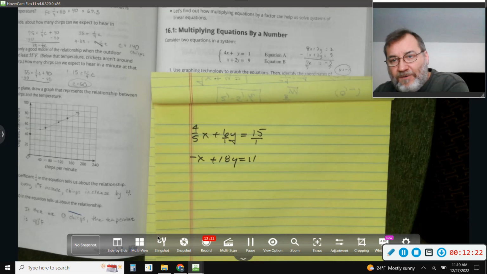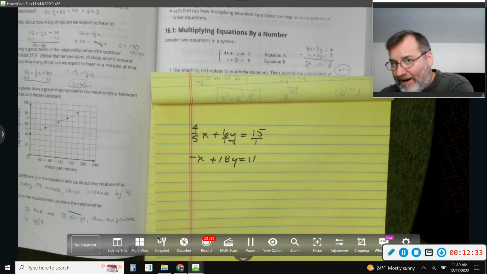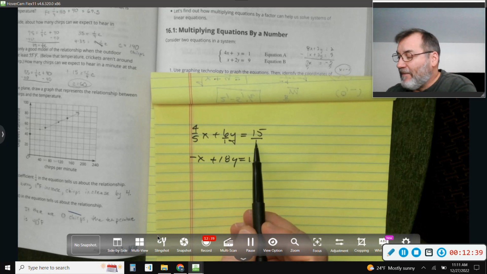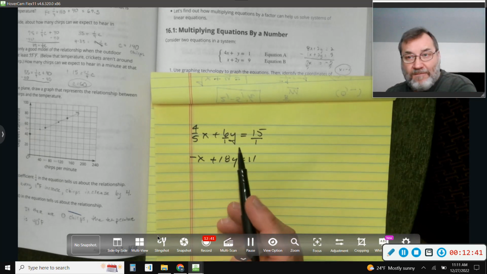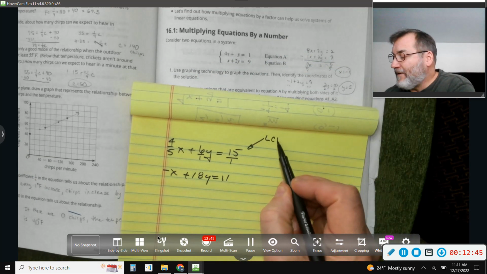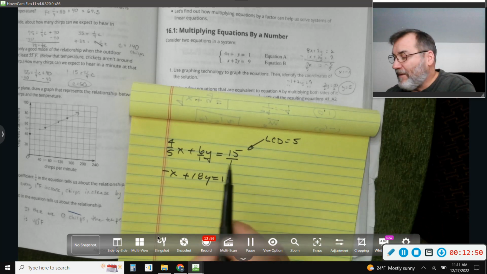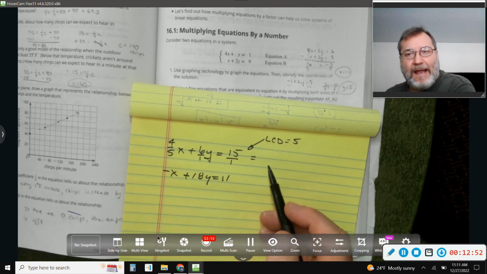And so you have to realize that there's this thing called the least common denominator. It has two purposes in life. We can add and subtract fractions with it, or we can eliminate fractions. So if I want to eliminate fractions, I have to multiply both sides by the least common denominator. Well, if you look at this, I've got a denominator 1, a 1, and a 5. So for that top one, the least common denominator is 5. So I'm going to multiply both sides of this by 5 and see what I end up with.